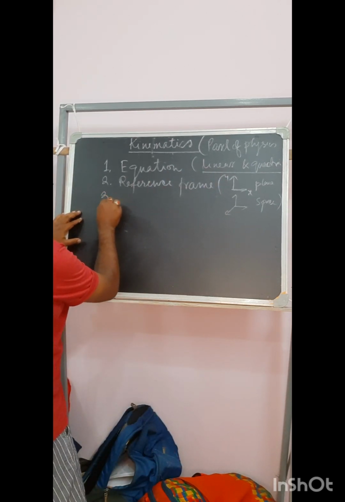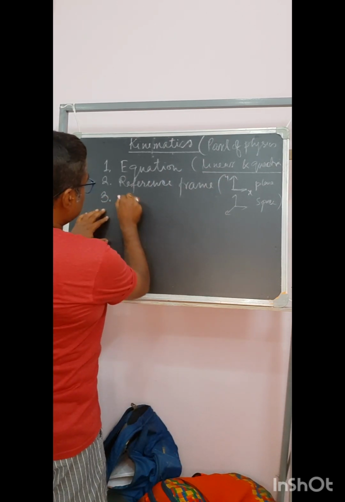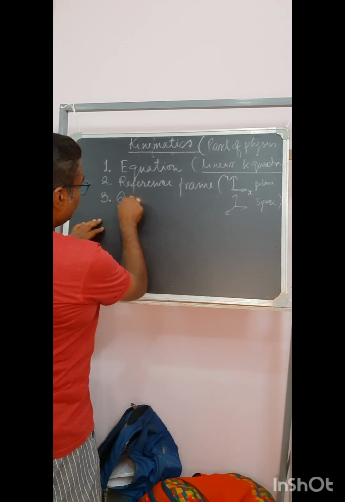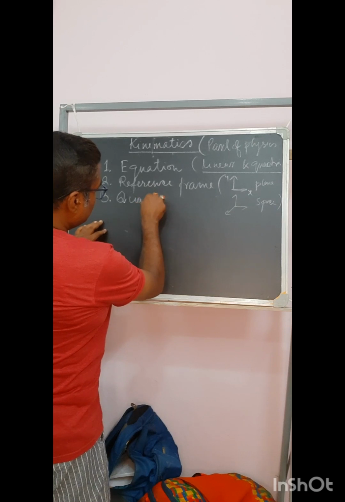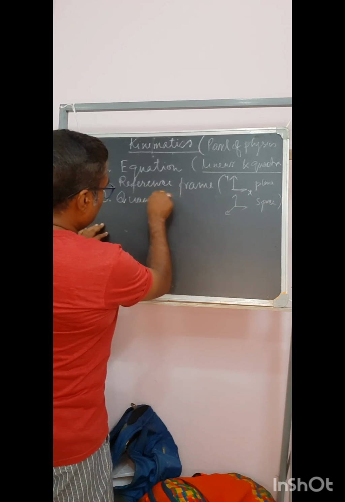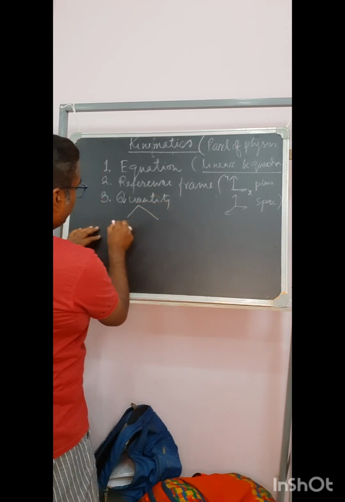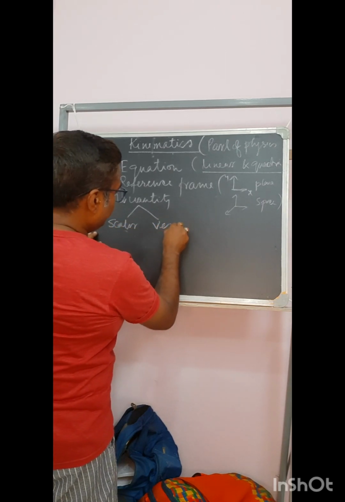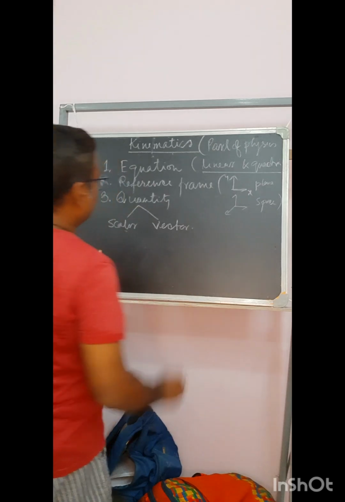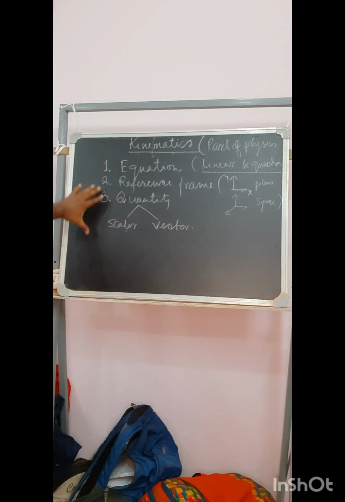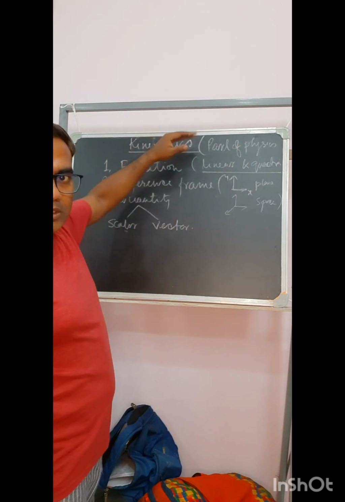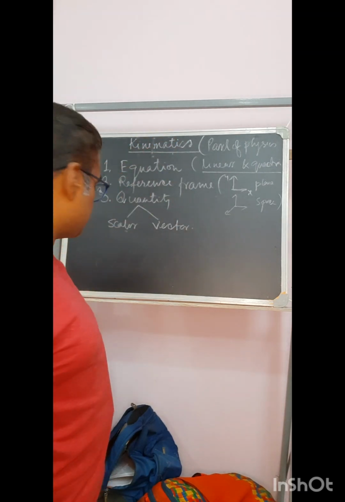The third thing that has to be discussed is quantity as a whole and its bifurcation, scalar and vector. Okay, with all this known, that could build a base to discuss kinematics and its relations.